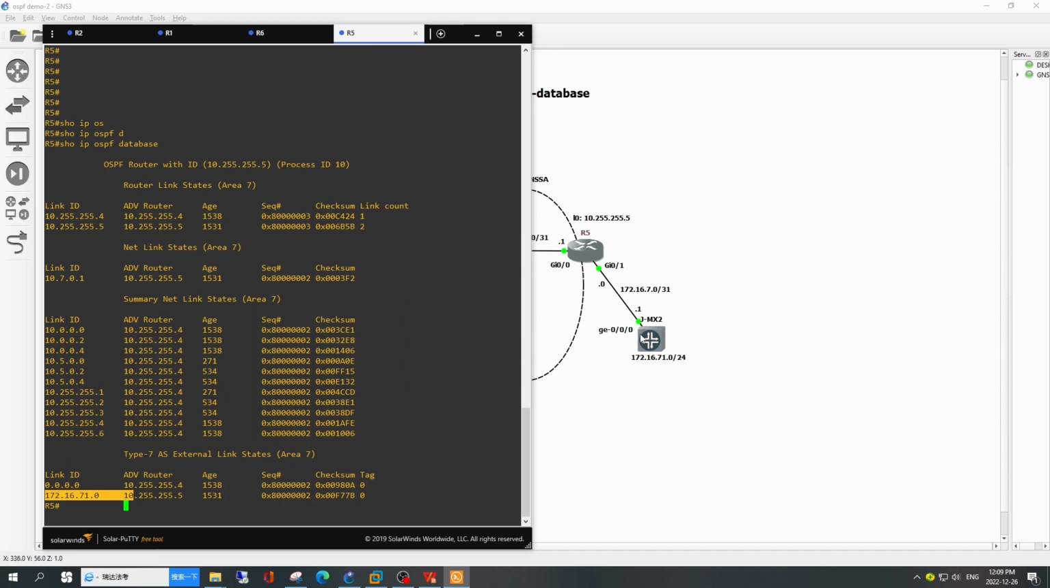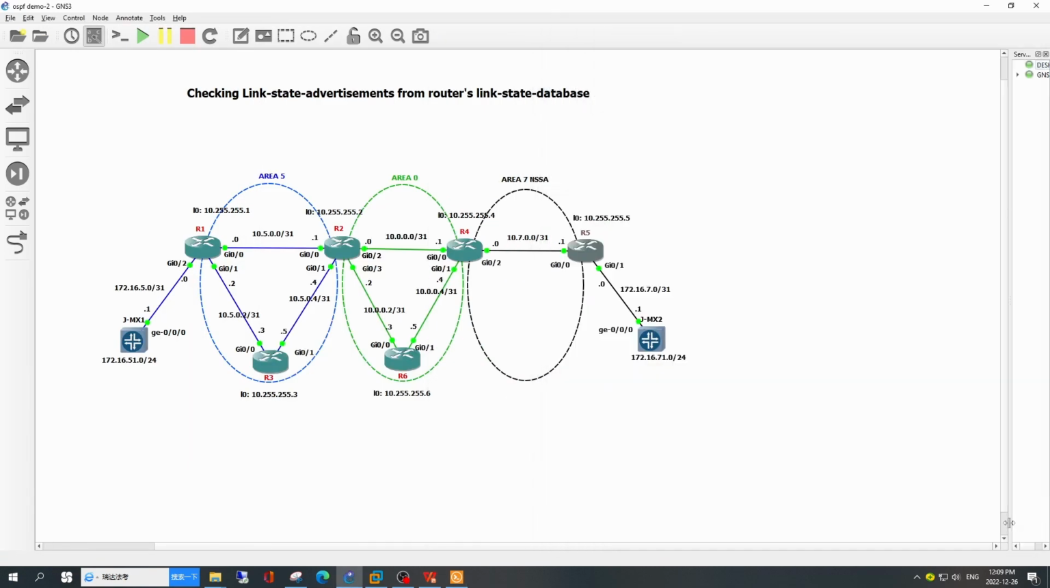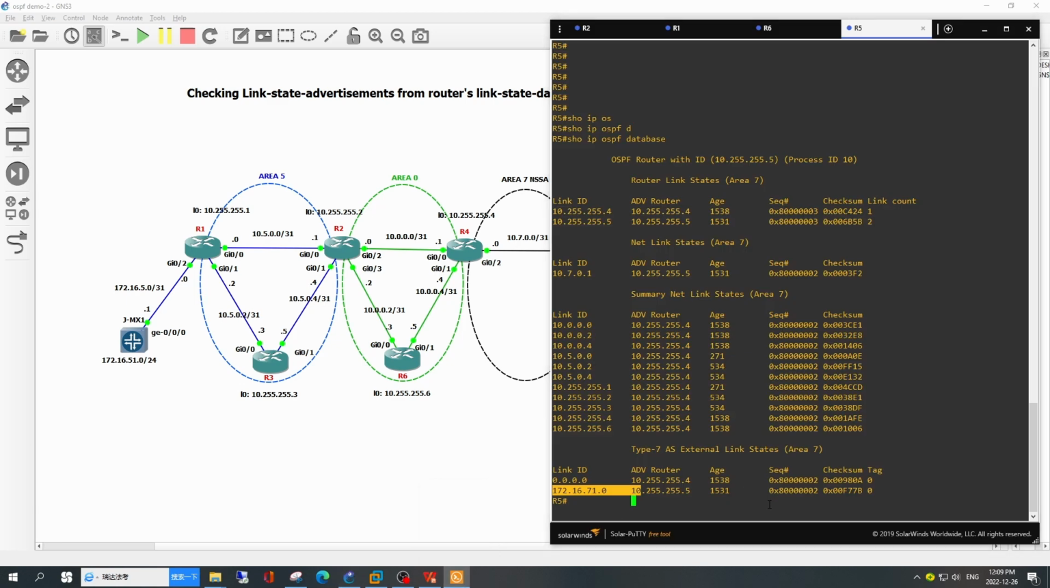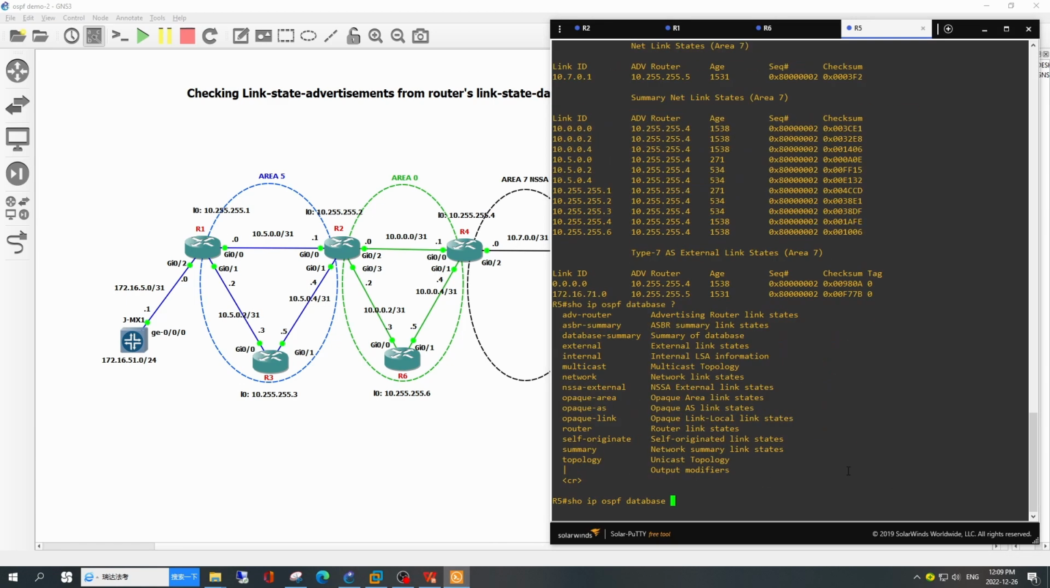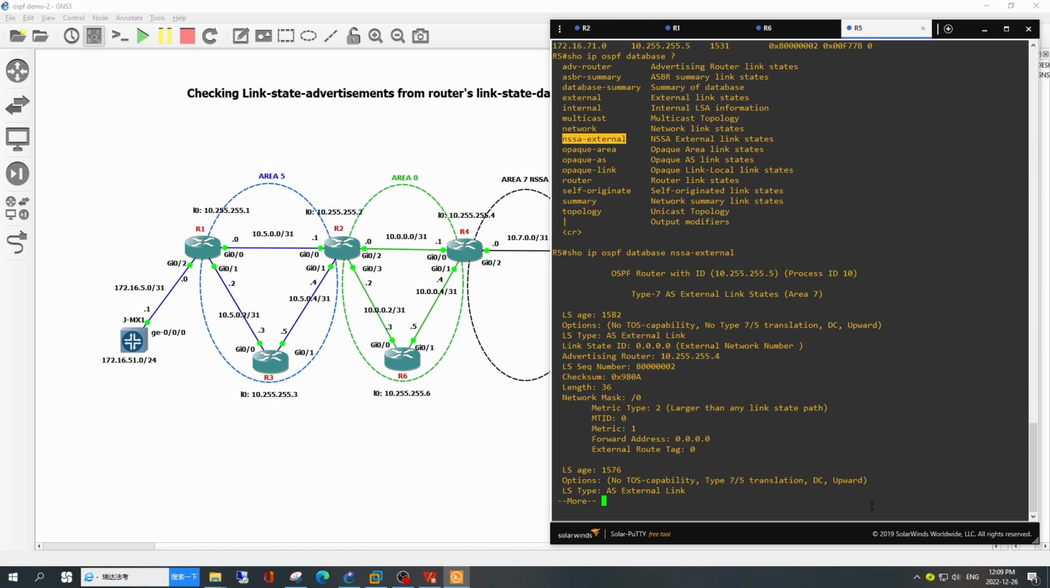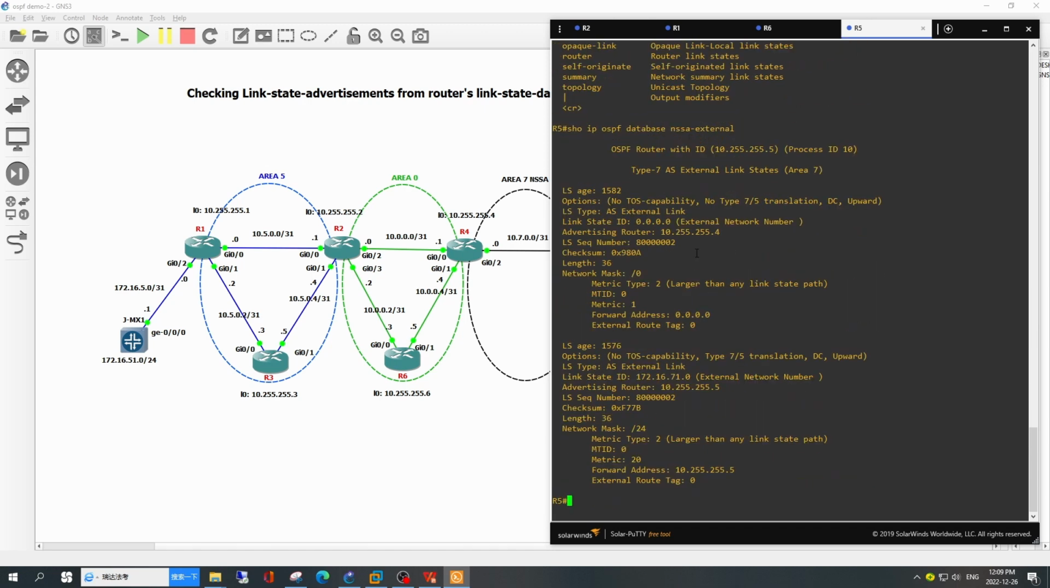172.16.71.0. This external route is redistributed into OSPF. So we take a look at this. This is type 7, right? How to see the type 7: in the system router, the question mark gives you the option to see this. You do the show IP OSPF database, and NSSA means not-so-stubby areas. External. See here, it gives you the information. Type 7.